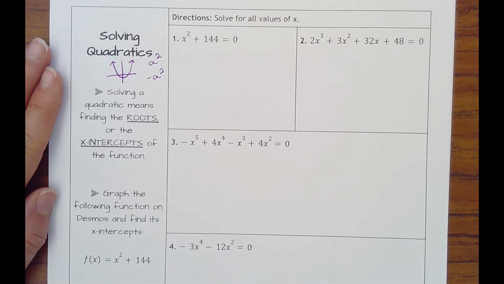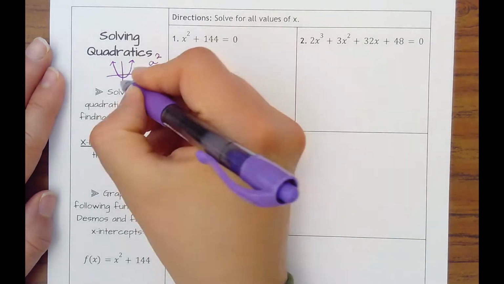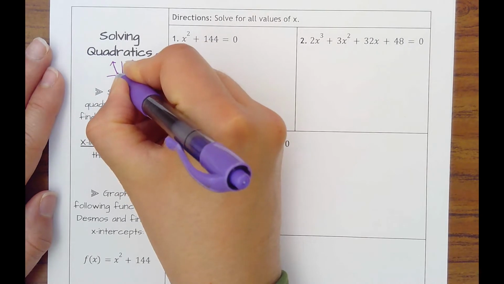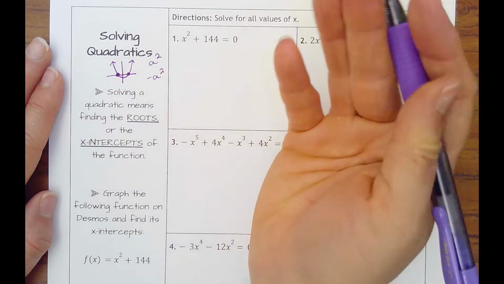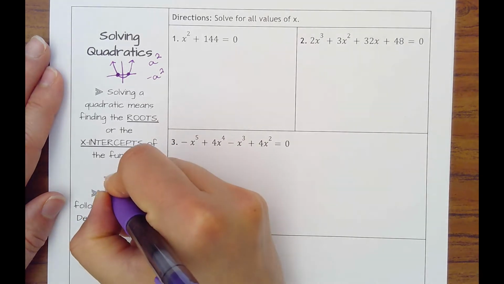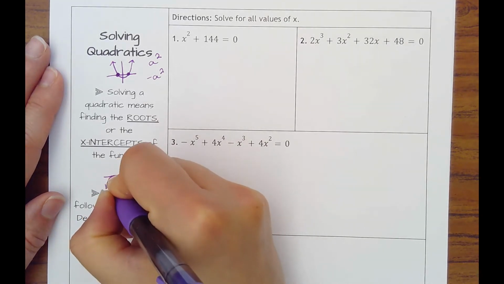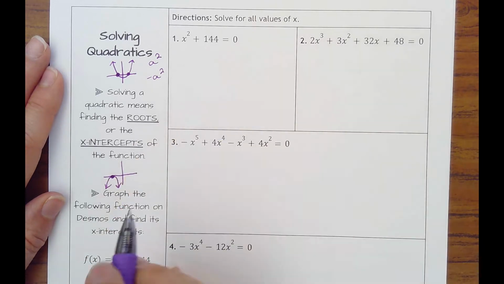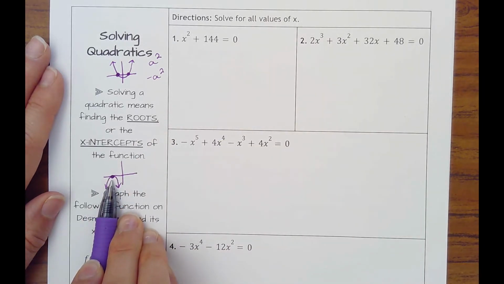When we're solving a quadratic, we're trying to find the roots, or really the x-intercepts. So in this example right here, that would be here and here. So this one would have two solutions. Sometimes it only has one solution, if the vertex, or that turning point, is actually on the x-axis.